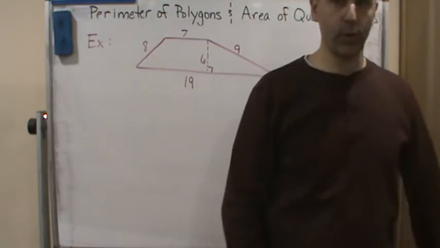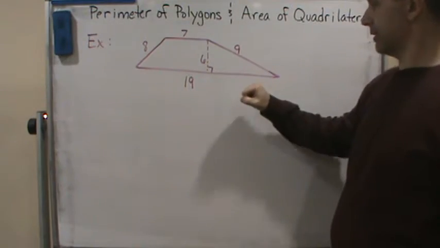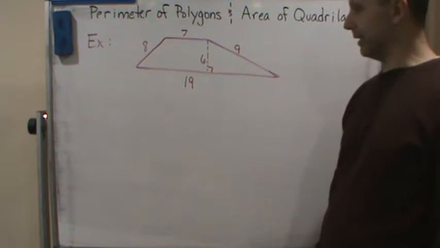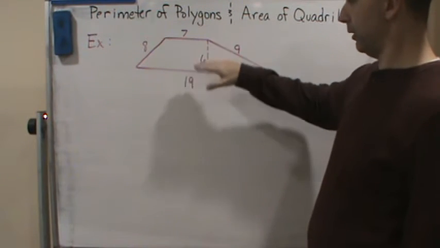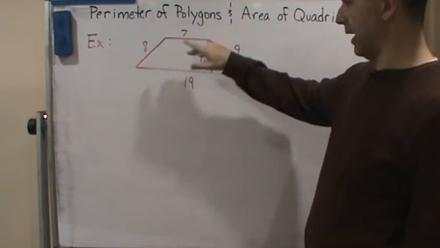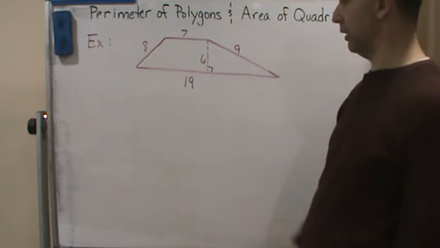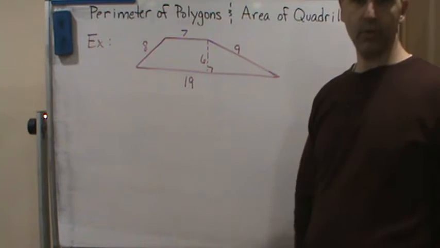Okay, let's do a couple more examples. So the first one, let's say we're given this trapezoid. It's a trapezoid. We've got two parallel bases, two parallel lines, and then we've got two non-parallel lines, which gives us a trapezoid.